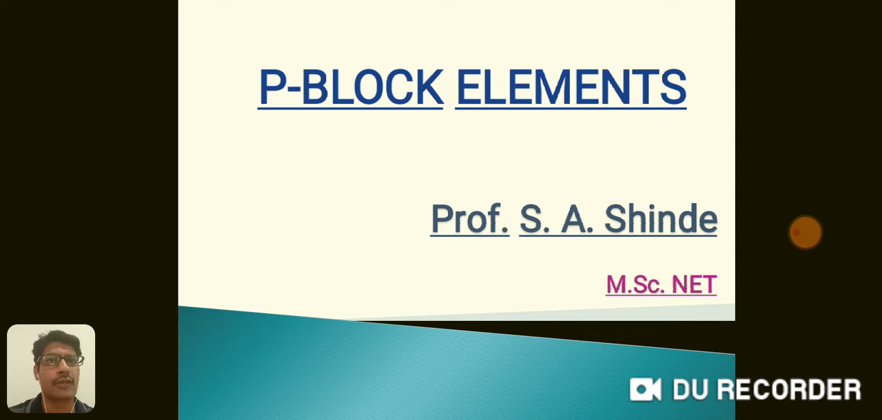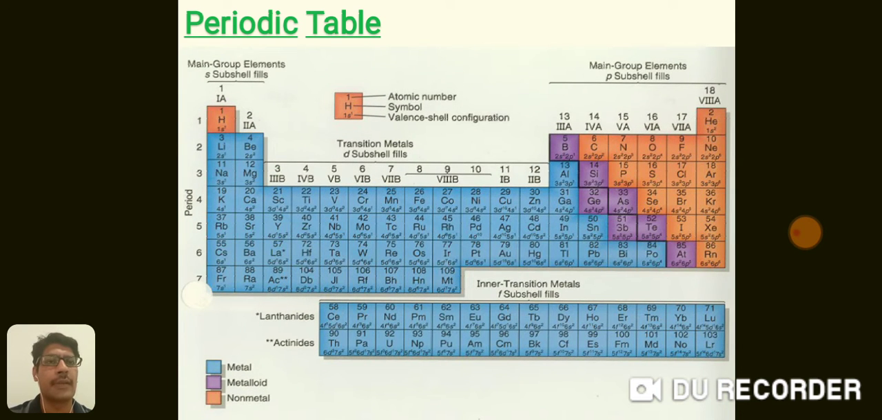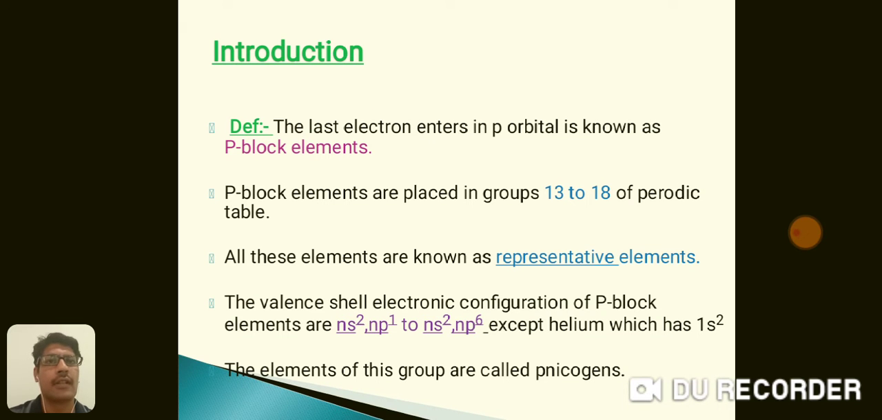Today I am going to introduce p block elements. This is the periodic table in which p block elements are situated in between group 13 to group 18. The p block elements are defined as those in which the last electron enters into the p orbital. P block elements are placed in groups 13 to 18 of the periodic table.